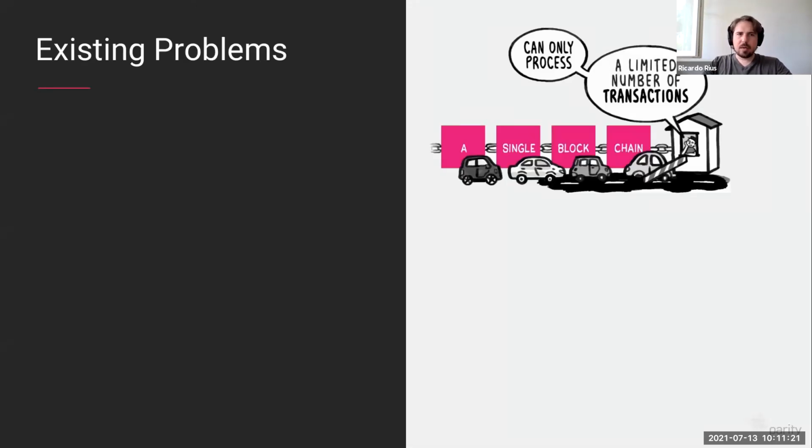So what are some of the existing problems? One of the main problems is that if we have only a single chain, then there's a limit on the number of transactions.